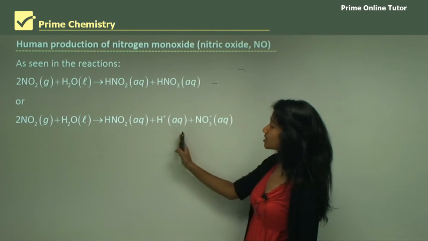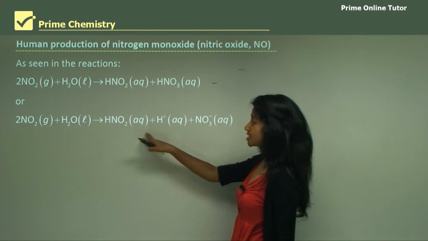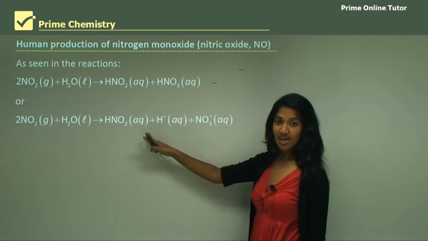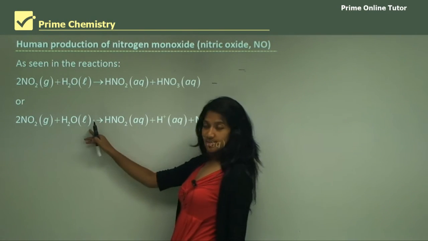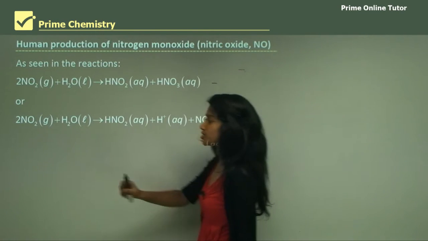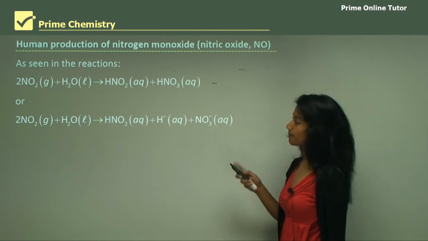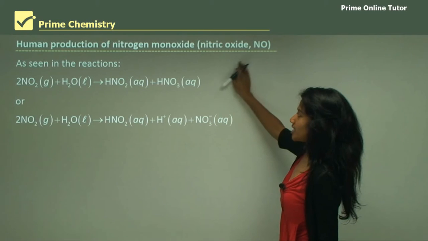Again, always write the states down. Notice that the acid states are always aqueous, the water is a liquid, and nitrogen dioxide, of course, is a gas. And balance your equations always.